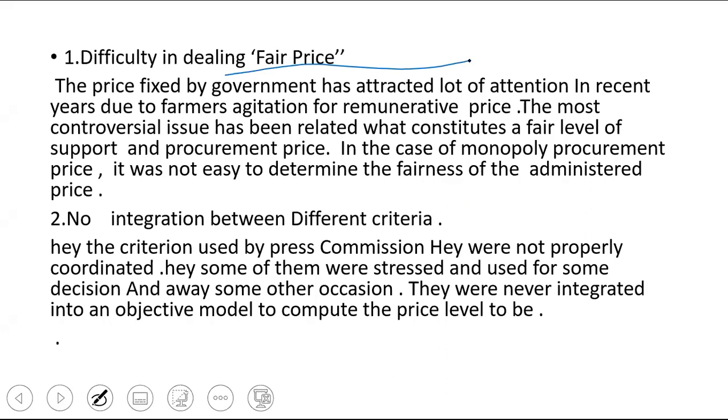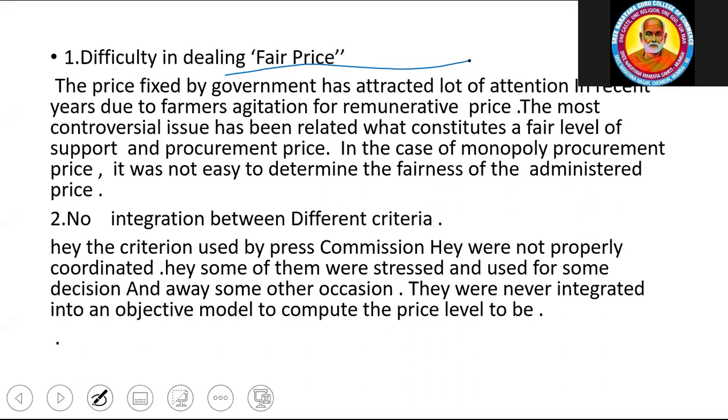The biggest question is that the government is purchasing from the farmer at 40 rupees per kilo, and when it comes to a quintal, multiplied by 100. So when the government is fixing 40 rupees, okay, for wheat, let us assume that, the question is, how can the government say that this 40 rupees is a perfect figure? They are not able to tell what is a fair price. Price fixed by the government has attracted a lot of attention due to farmers' agitation for remunerative prices. Farmers are unhappy because the minimum support price is very low. That is the main reason.